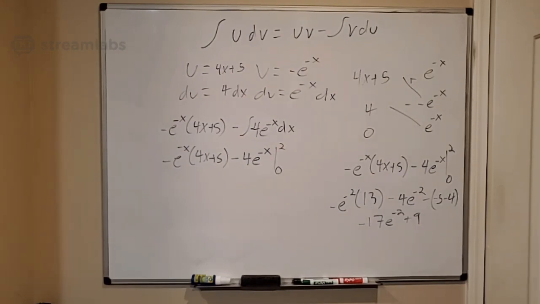So you can use either method, but if one of them goes to 0, tabular, in my opinion, takes less work. Any questions on either method there that I used? I'm good.